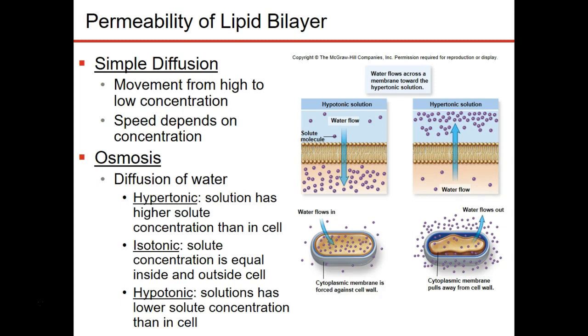So with hypertonic solutions, since there's more water inside the cell, water is going to move from higher to lower concentrations out of the cell, causing the cell to shrivel up a lot of times. In hypotonic solutions, since there's more solute inside the cell than outside, water is going to move into the cell and cause the cell to get very large and potentially burst.